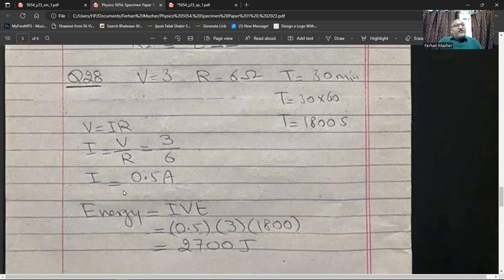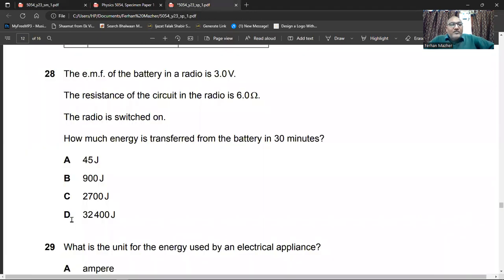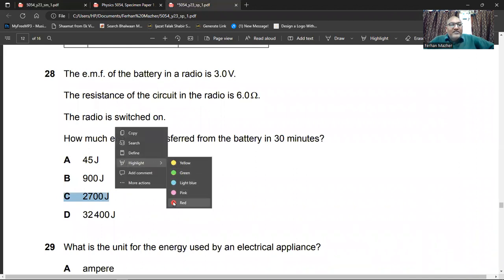The electric energy formula is IVT. The I will be 0.5 ampere, the V will be 3 volt, and the time is 1800 seconds. So you multiply them, you get 2700 joules. 2700 joules, that is the answer. 2700 joules is the answer, sir. My calculation says 2700 joules.